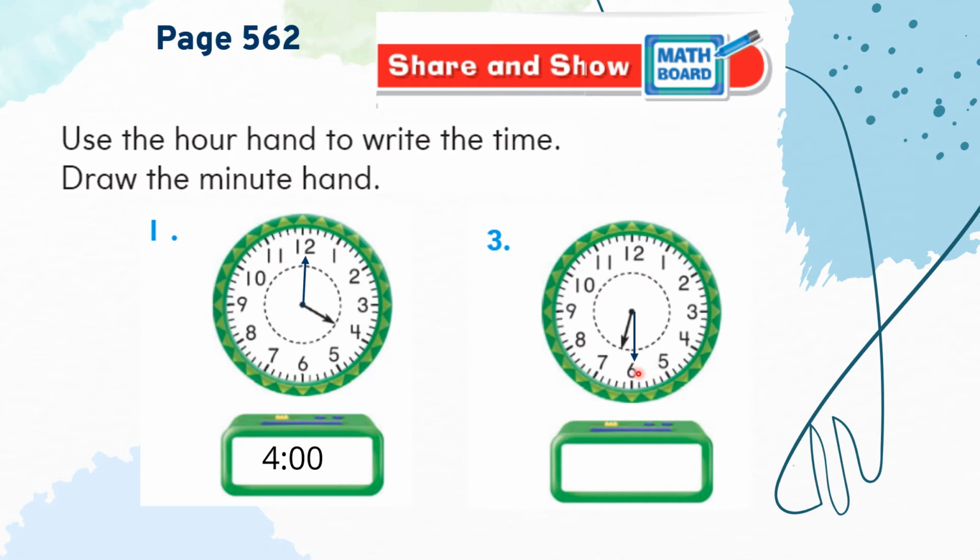Or otherwise we say it is 6:30. 6 is the hour hand and 30 is the 30 minutes that have passed after 6 o'clock. So it's 5, 10, 15, 20, 25, 30. That's why we write 6:30 here.